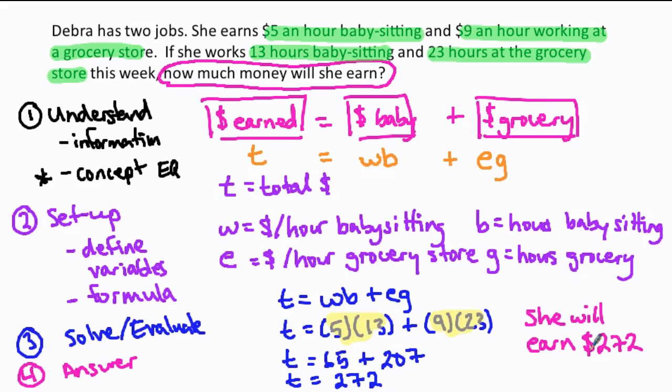I know this is a long process, but in the end it will actually be much more useful as the types of problems we get become more complicated and the formulas get more complex. So this is what we'll be using this year as our 4-step approach to working through word problems.